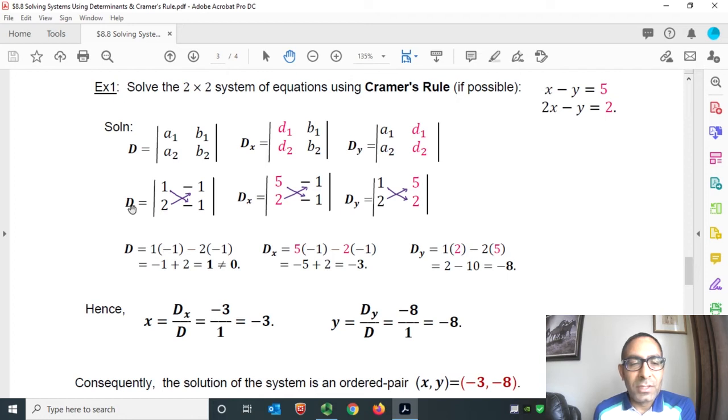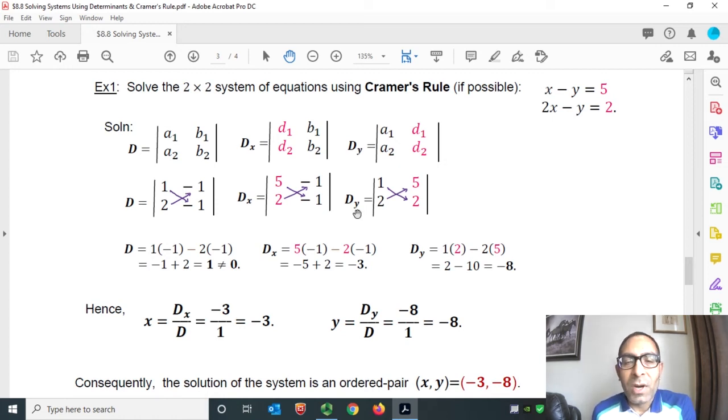So D equals the determinant of the coefficient matrix. Here the coefficients are 1, minus 1, 2, minus 1. Similarly, Dx is the determinant of the matrix obtained by replacing the x column in the coefficient matrix by the constants. Our constants are 5, 2. So here it's 5, 2, and then the second column of the coefficient matrix as it is, minus 1, minus 1.